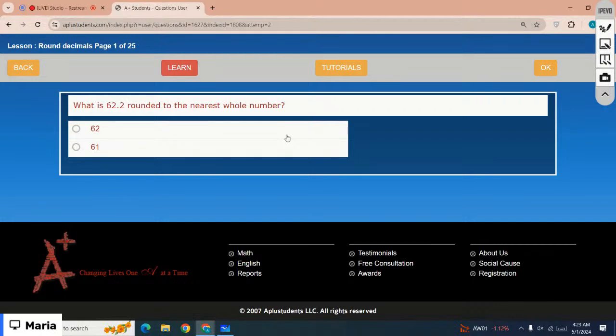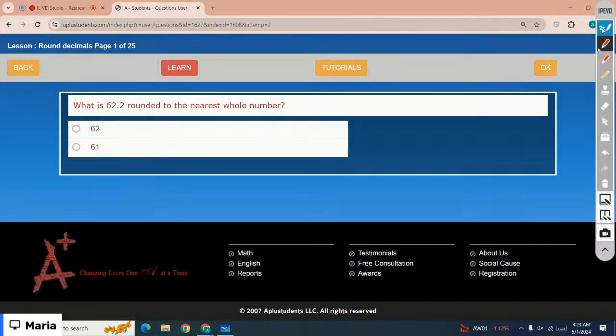The correct option is whole number. You have to round off, right? So the very next number to the decimal point is 2, and 2 is less than 5. So you need to round down. Round down means you have to round on the same decimal. So the correct option is 62, right?